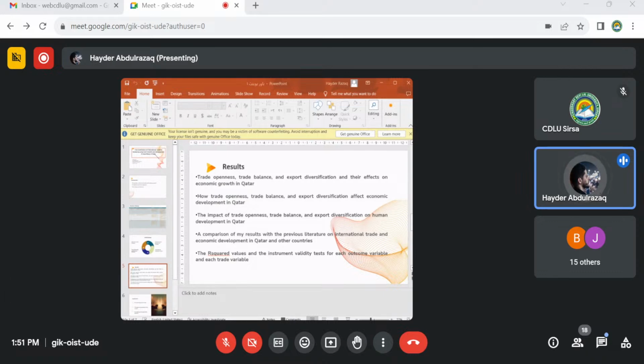Last point in the result, the R-square values and the instrument validity test for each outcome variable and each trade variable. Here, the trade variables explain a large proportion of the variation in the outcome variables, and the instruments are validated and strong.